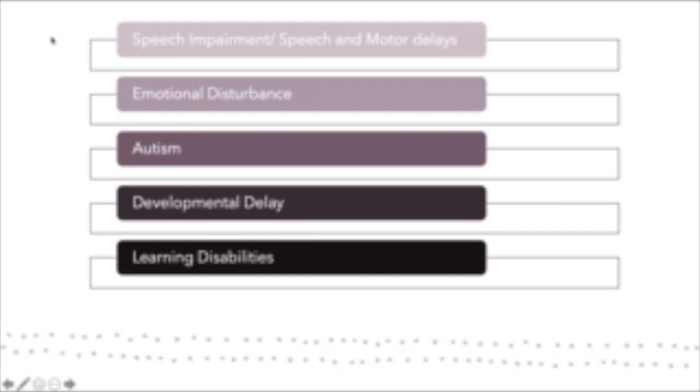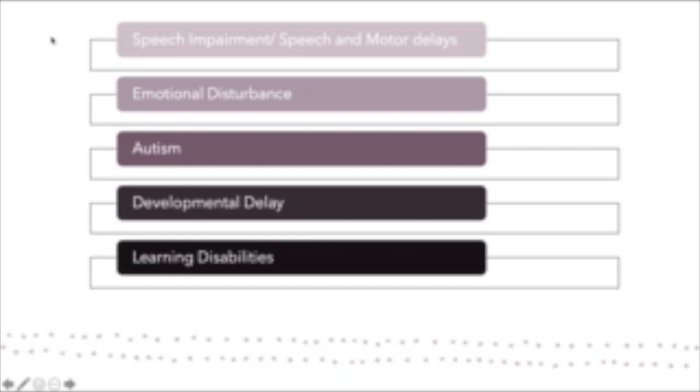So the first being a student who may have a speech impairment or motor delays. Being able to talk with the stuffed animal is just more of a fun, interactive way to talk and use those speech muscles to better develop those muscles.